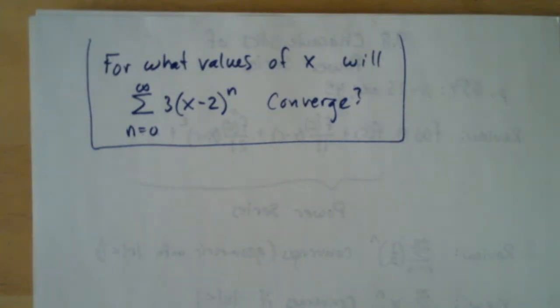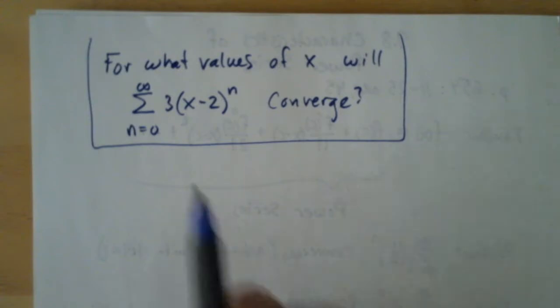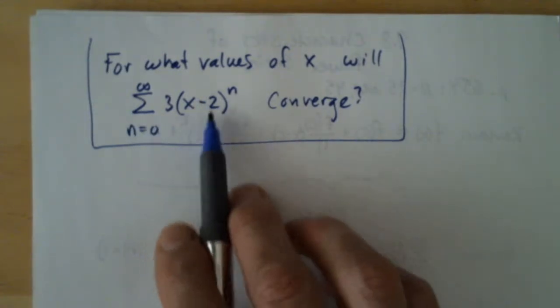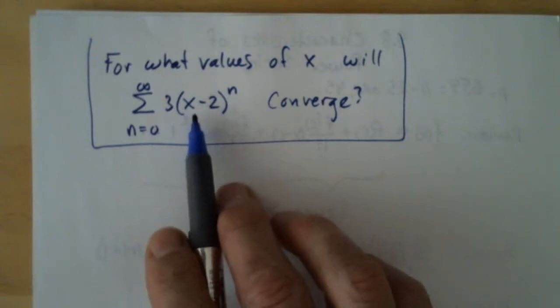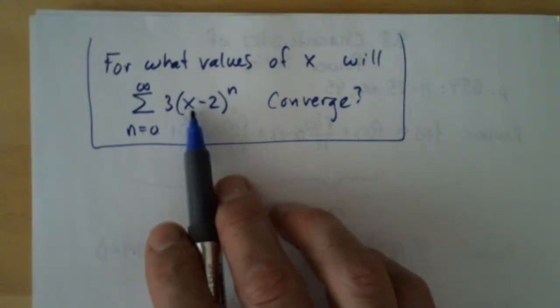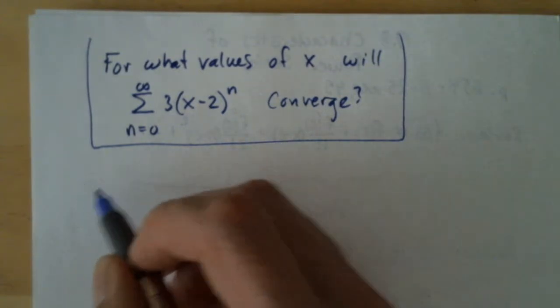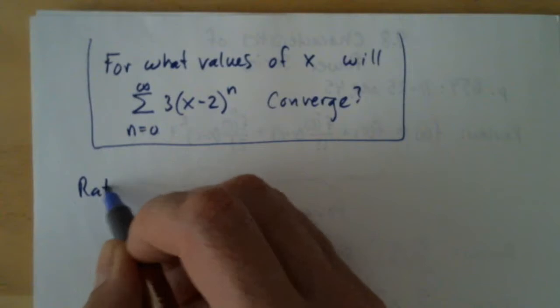All right, and this is the type of question we'll be seeing. We want to find out this series will converge if we have the right value in here. So I just have to figure out for whatever values of x this converges, it only converges for that interval. So to do that, we're going to do the ratio test.